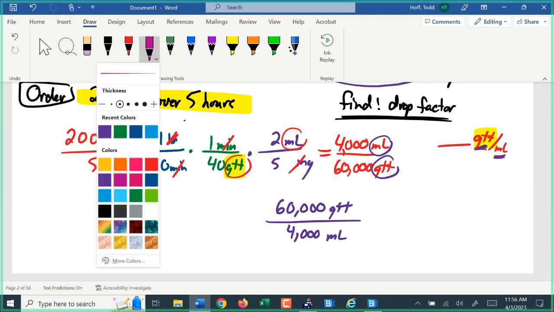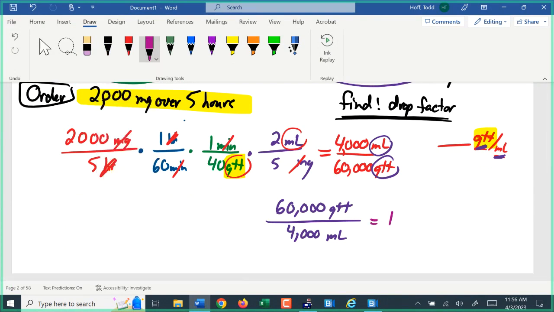So now we'll go ahead and divide out by 4,000. That's going to give us 15 drops per milliliter. So that is our drop factor for that medication. It's 15 drops per milliliter.